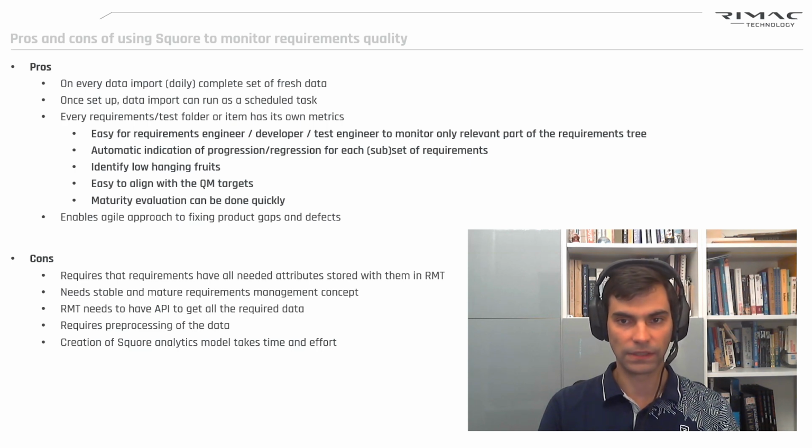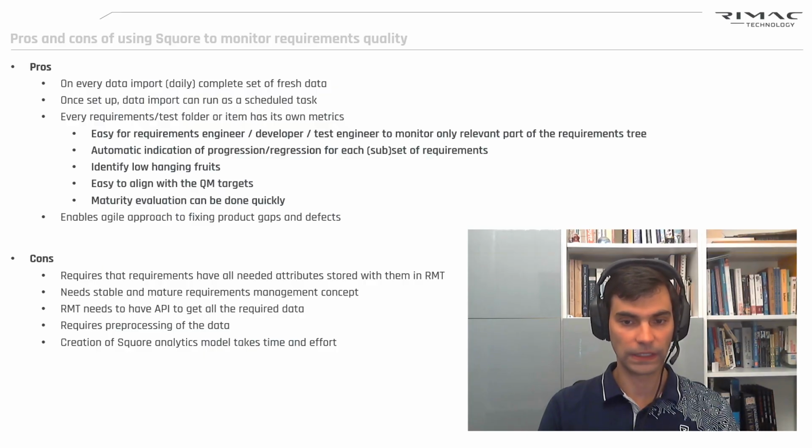I mean, it's quite obvious that the requirements management tool needs to have an API to get all required data, but there are some tools on the market that do not have it. Pre-processing of the data means that some level of programming is involved. Every time there is a change in a requirement item type, the pre-processing script has to be adjusted. And creation of a Squore analytics model and preprocessor takes time and effort. Additionally, every change in the requirement management concept has to be propagated to the model.